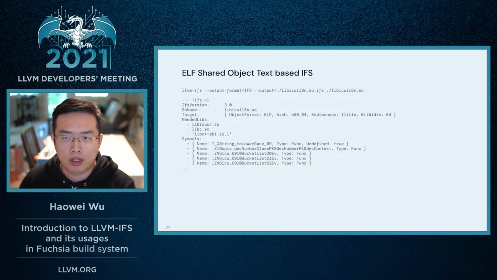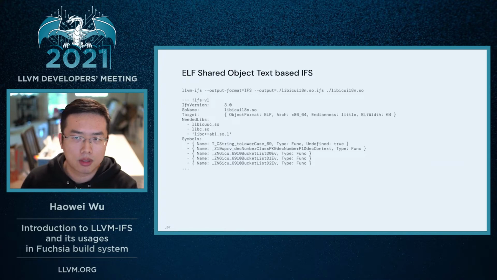The text representation of the same ELF shared object can be seen here. It uses a YAML format that contains everything that is needed to generate a linkable ELF stub. In case there are ABI changes, the content of this file will be changed as well. So we can use a regular diff tool on this file to detect ABI changes.